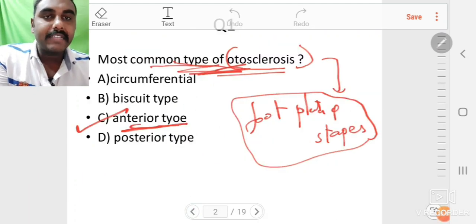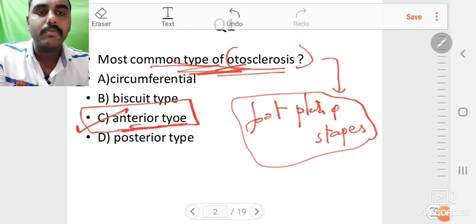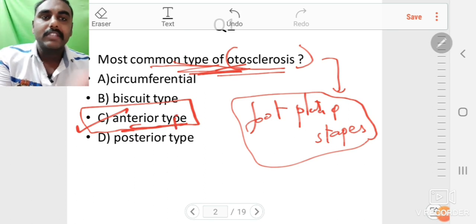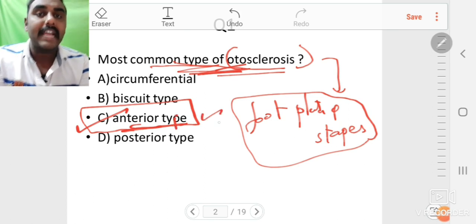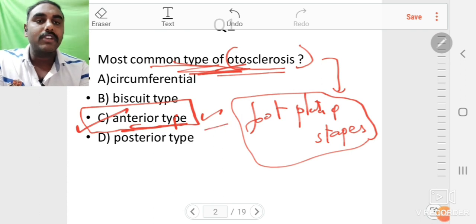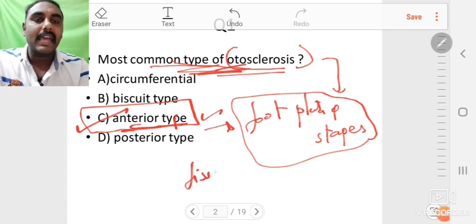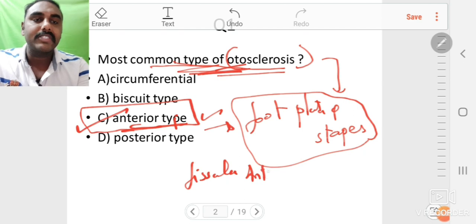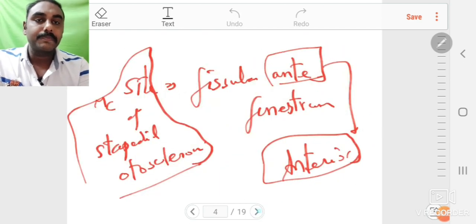So the answer for this is the anterior type. I hope most of you got it right. The most common type of otosclerosis is the anterior type, and the most common site is fissula ante fenestram, which we discussed. Coming on to question 2.